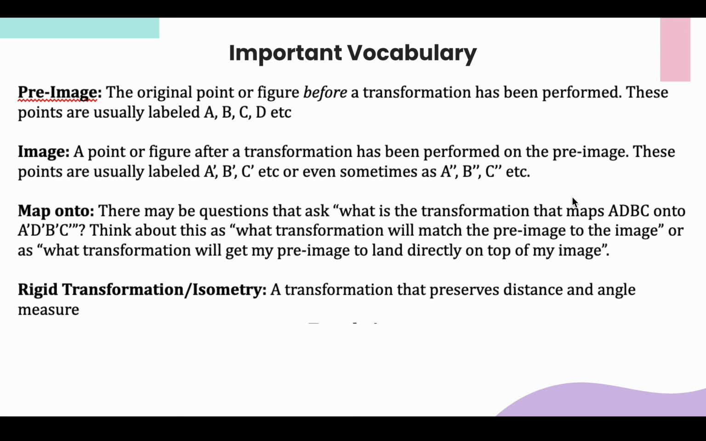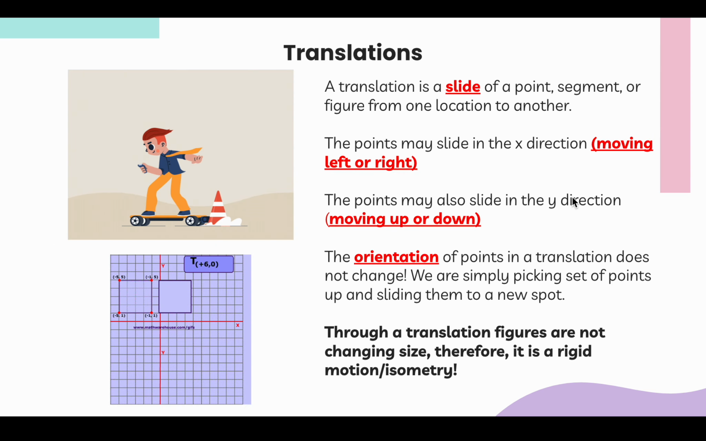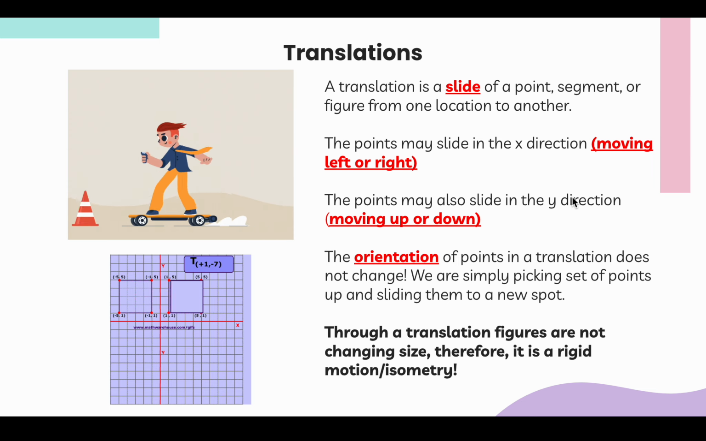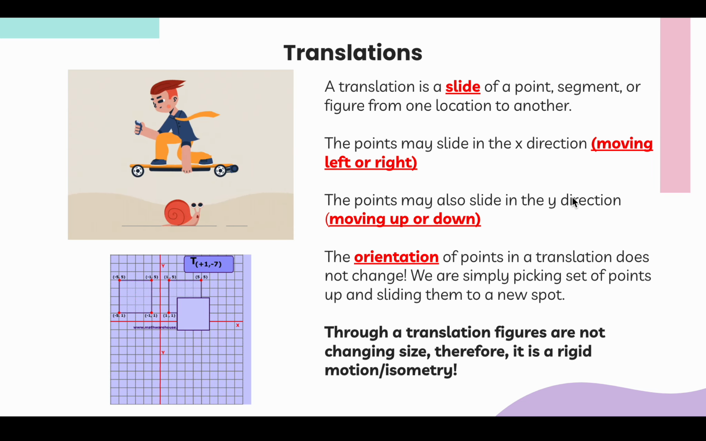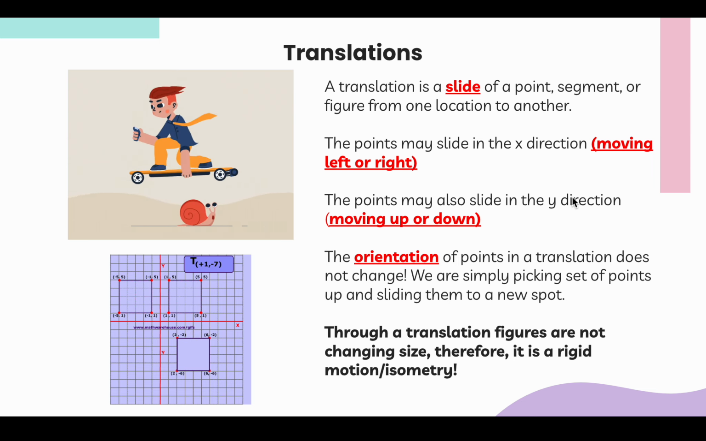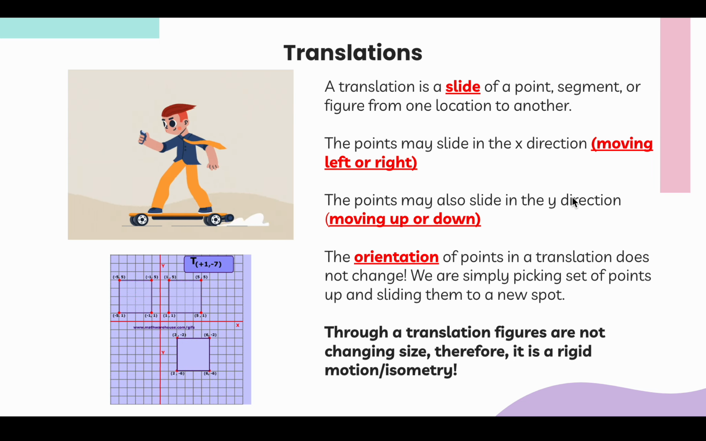All right, so let's get into our first one. So our first transformation is called a translation. So a translation is a slide of a point, a segment, or a figure from one location to another. So how we can think about this is, if you guys ever rode a skateboard before, you guys see this little gif of a skateboarder. That skateboarder is sliding to a bunch of different locations. So that's exactly what we're going to be doing with these points and figures. We are simply going to slide them to a new location.